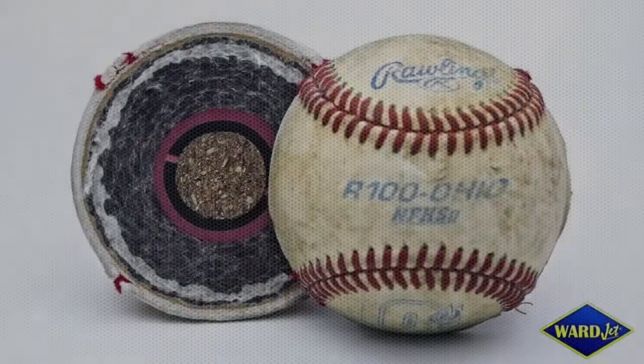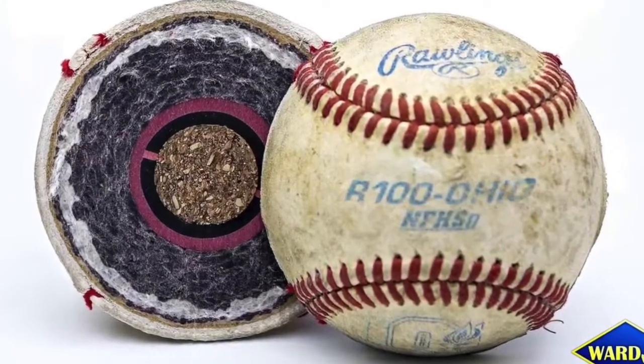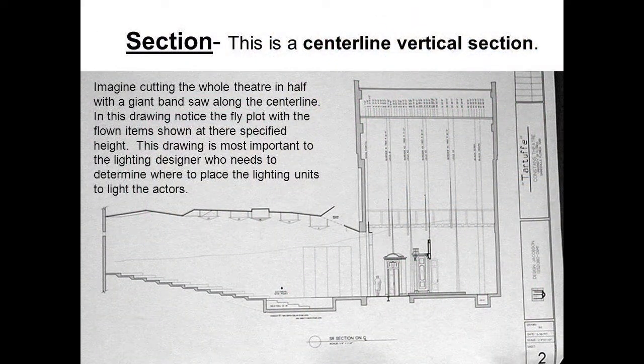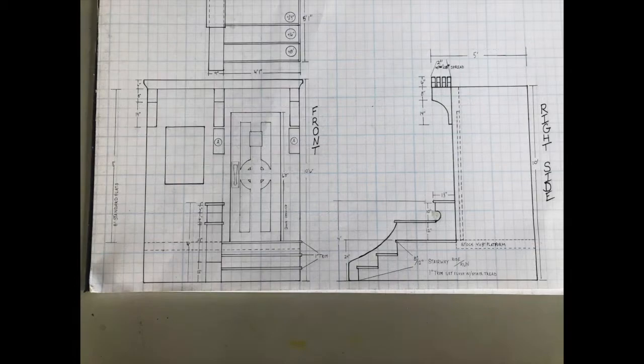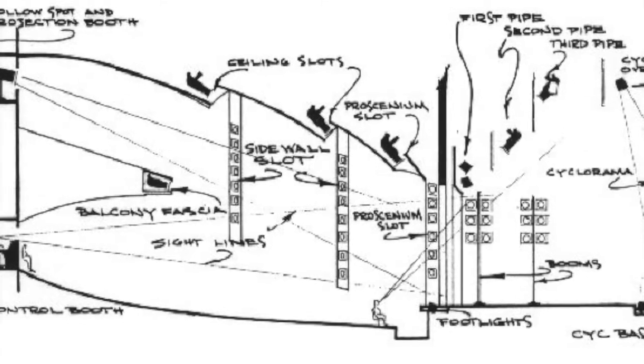This section is a vertical, dissected view of the entire theater, including the audience seating. If we cut the whole theater in half along the center line, the cut goes through all scenery on stage and the fly plot, with flown items shown at their specific height. This will also include the masking and show the location of all lighting positions, both in the house and on stage.